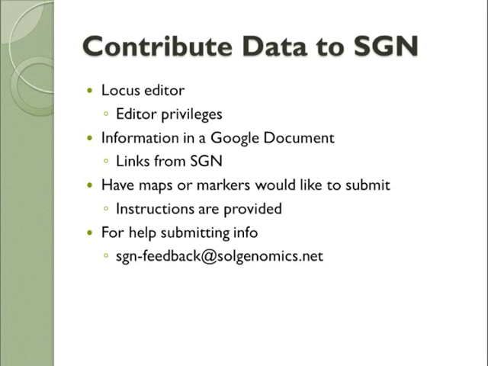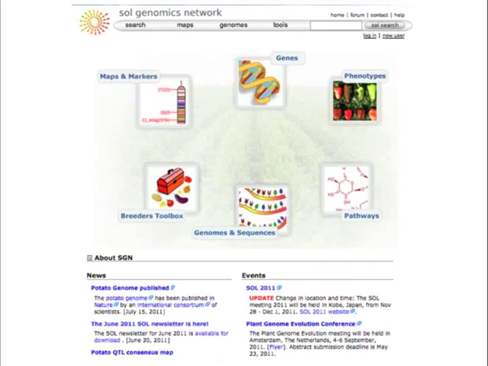You can also provide information in a Google Doc, or as Dave did, which was to provide an Excel file, and then they converted it to a Google Doc. And there's also a link, which I'll show you, with instructions for submitting maps and marker information. And as always, throughout SGN, there's the SGN feedback email address that you can click on and get help directly. They really like to help people because they're always looking for new information.